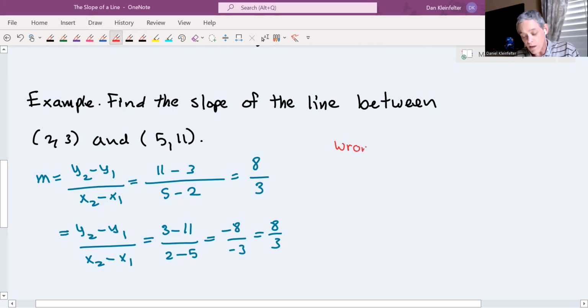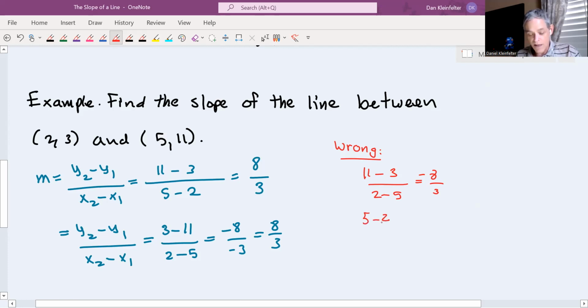Some things that will be wrong would be if I did 11 minus 3 divided by 2 minus 5. Not only do I get the wrong answer, we'll get negative 8/3, which is incorrect. What went wrong is I subtracted right to left for the y's, 11 minus 3, but then I went left to right on the x's. You have to be consistent. It doesn't matter which point is x1, y1, and which one is x2, y2, as long as you're consistent through the whole calculation.